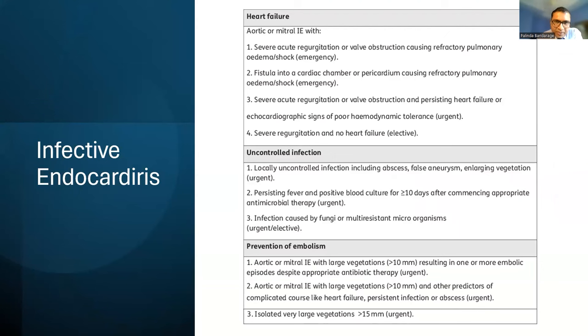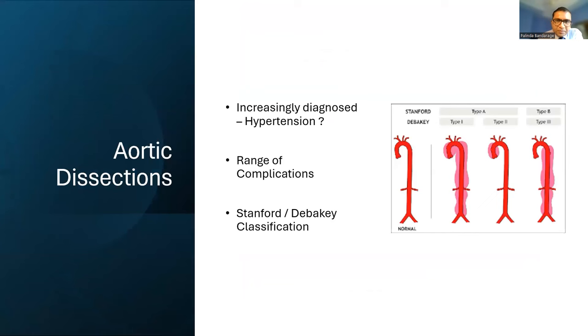antibiotics, long-term antibiotics, but still the surgeon comes into play, especially when the infection doesn't get controlled by the medication, and when there are vegetations more than 10 millimeters in size, and when there's a risk of embolism. So there are set guidelines. Again, ESC and AHA have guidelines, and it's just for your knowledge that we sometimes have to intervene when there are severe, specific forms of infective endocarditis.